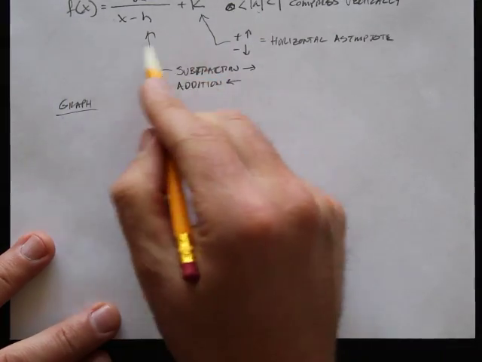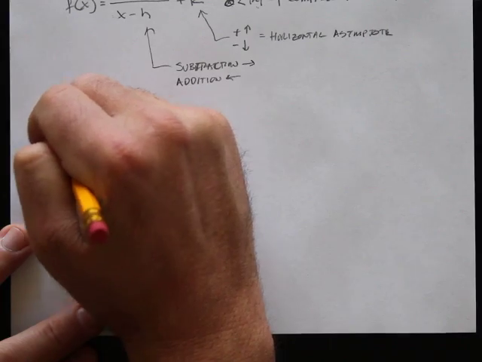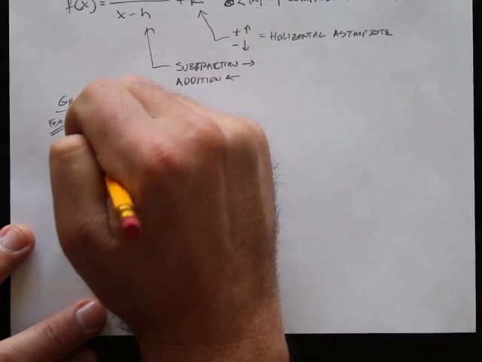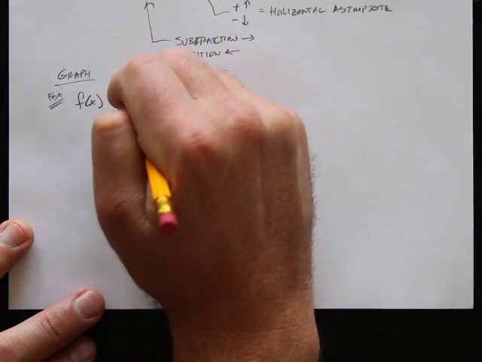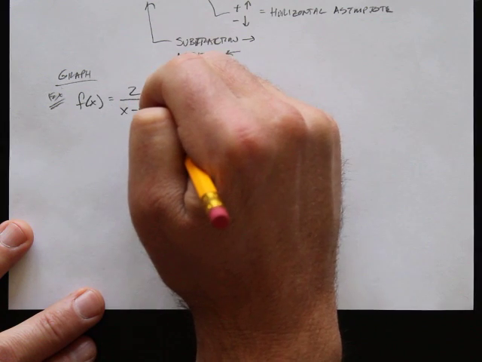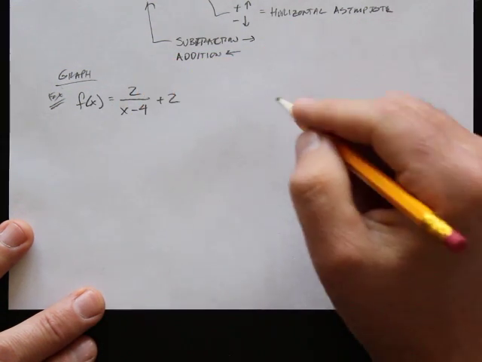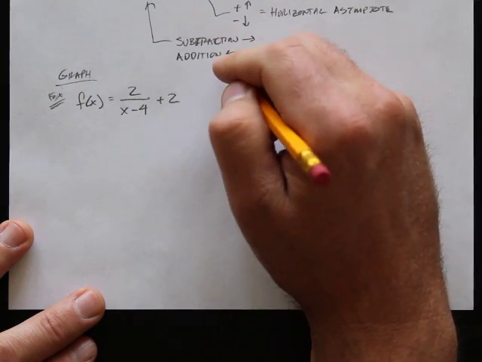Remember, if you can't remember any of this stuff and you're told to graph something, just make a t-table and figure it out. Just make a huge t-table if you need to. 2 over x minus 4 plus 2. Okay, so we're going to graph this thing, and we're only just going to do two of these examples.